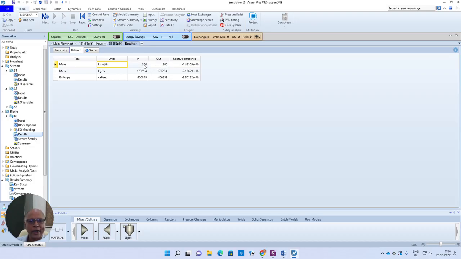Because there is no chemical reaction, mole balance is satisfied. Similarly, mass balance is satisfied. Similarly, enthalpy balance is satisfied. So when you have more number of units in your flow sheet, this kind of calculations are done for each block as well as the entire flow sheet. This is another way of looking at the results.